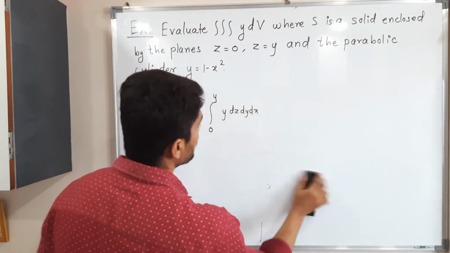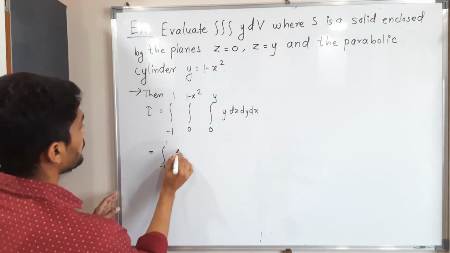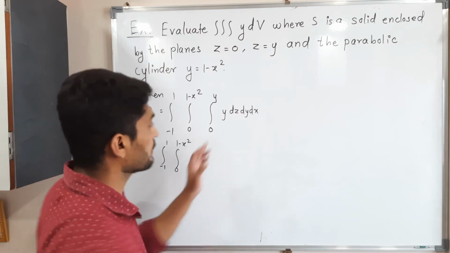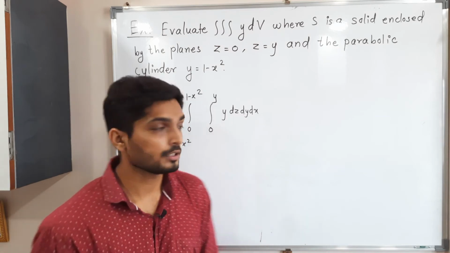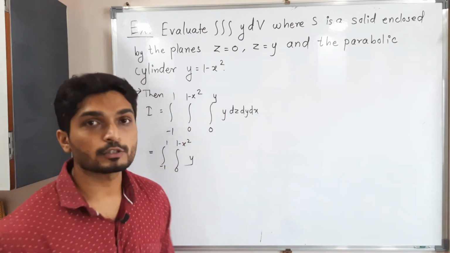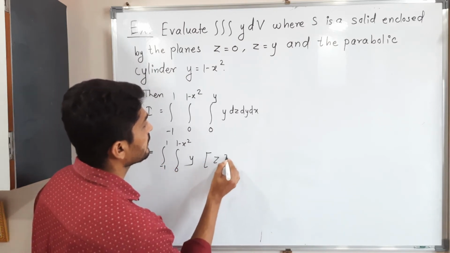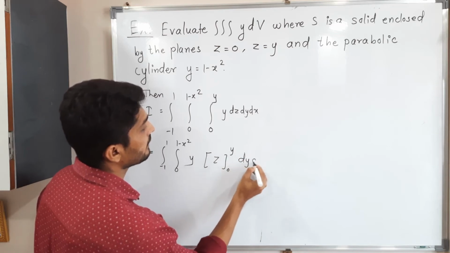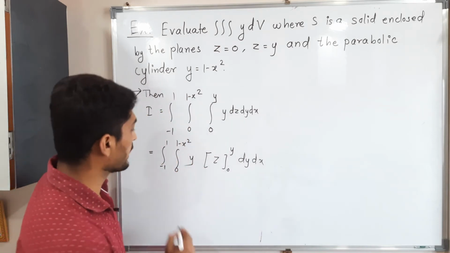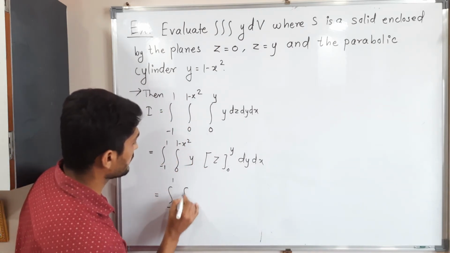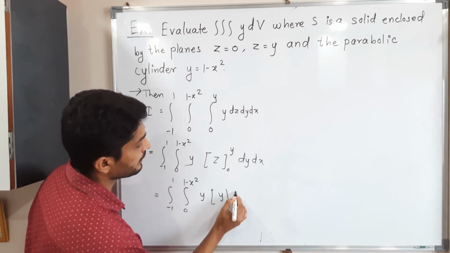As you know, first we integrate with respect to z. Integration minus 1 to 1, integration 0 to 1 minus x square. When you integrate with respect to z, we have to consider y as a constant, so y will come outside the integration. What is the integration of dz? It is z only. So this is z from 0 to y, dy dx. After that we put the upper limit and the lower limit. So integration minus 1 to 1, integration 0 to 1 minus x square, y minus 0, simply y dy dx.